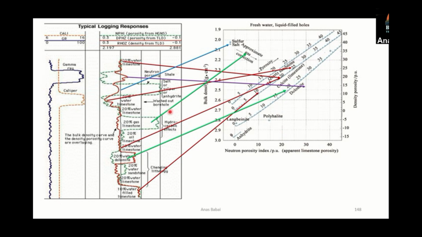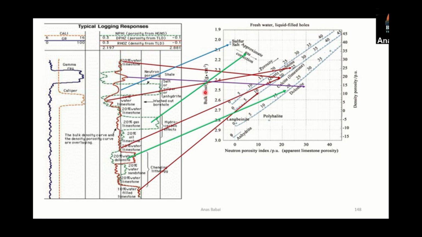This is a correlation between the log response, the neutron and density log response, and the neutron density crossover, how they are both related, both based on the response of the two logs. If we plot the values in the neutron density crossover, we can identify the lithology. So for example, in this zone, as it mentioned, is 20% water saturated limestone, and we have our scale here. This is neutron porosity and density porosity. So those two are in porosity, while we have bulk density here, rho b.